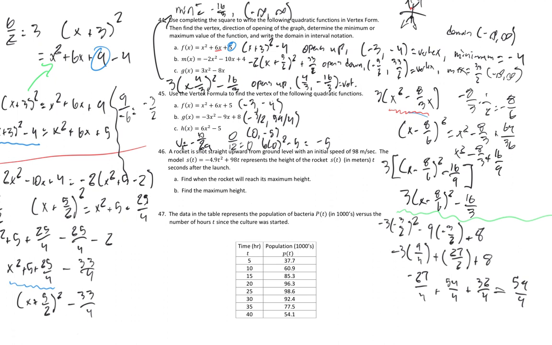Okay, 46. A rocket is shot straight upward from ground level with an initial speed of 98 meters per second. And the model is this equation representing the height of the rocket, s, at t seconds. So find when the rocket will reach its maximum height. Well, that should happen at the vertex. So we could do exactly what we were doing with the vertex formula. So negative b over 2a, so negative 98 over 2 times negative 4.9.